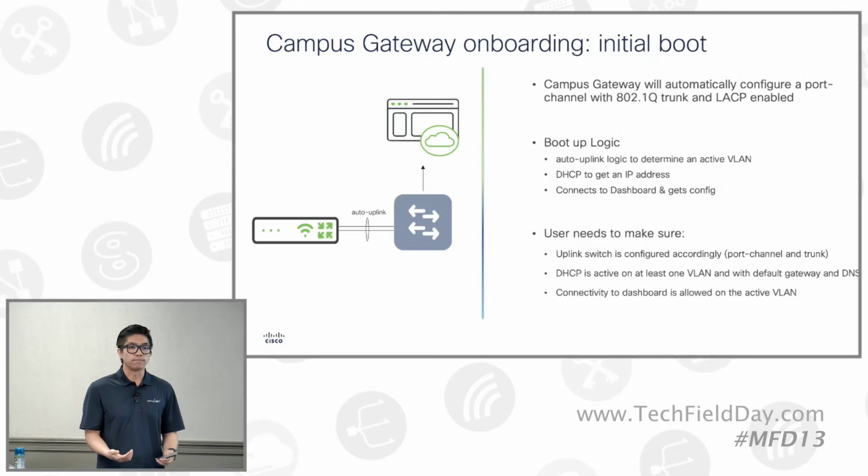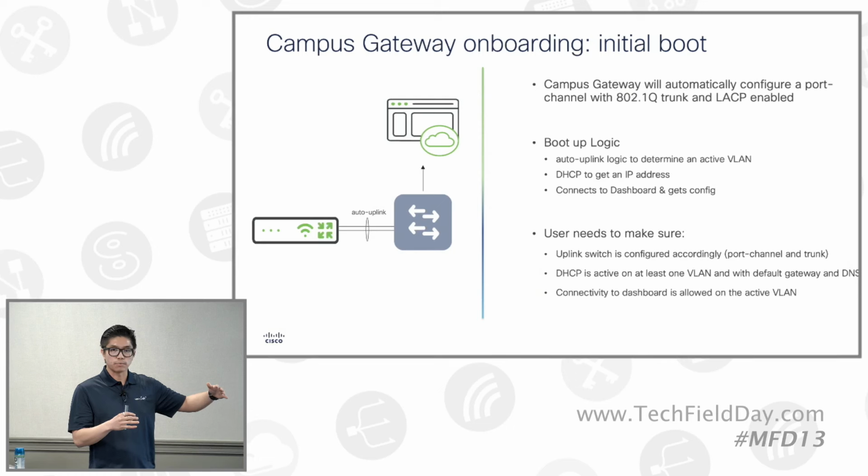Yeah, so once you do have that port channel, we do auto discover a way to connect to dashboard. You don't have to go in and manually configure a VLAN for it to reach out. We'll use something called uplink auto config. So basically the MCG will look at all the VLANs that are available on the trunk port, see if that VLAN allows for a DHCP address and for outside connectivity. Once it evaluates all those VLANs, it will choose one, get the IP address, and reach out to dashboard.